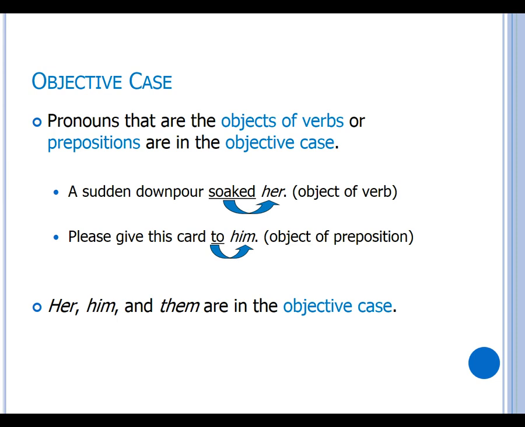The next case is the objective case. These pronouns are used as the objects of verbs or prepositions. Let's review a few examples. A sudden downpour soaked her. In this example, the pronoun her is the object of the verb soaked. Please give this card to him. In this example, the pronoun him is the object of the preposition to.